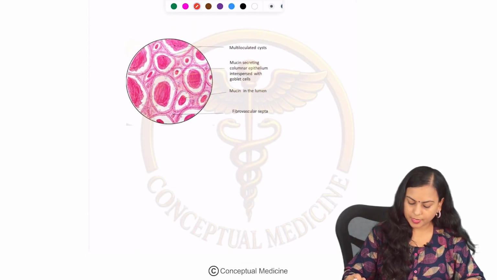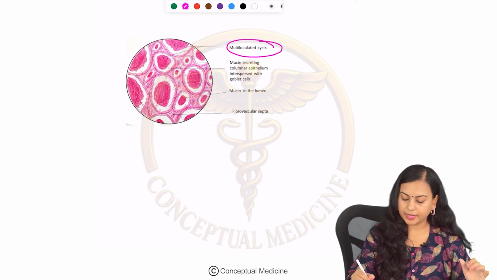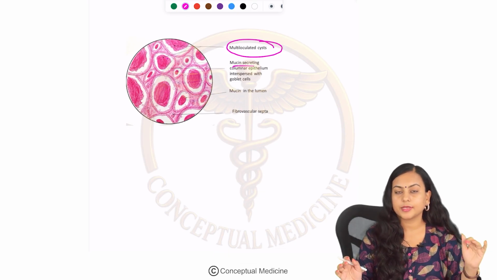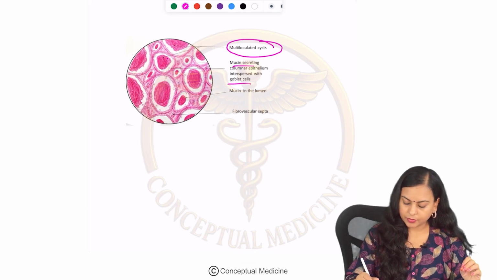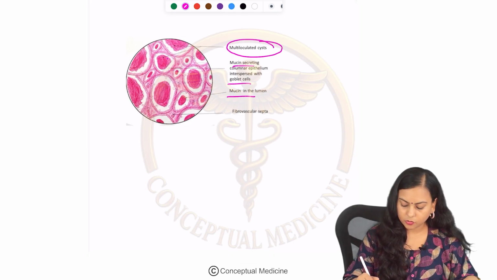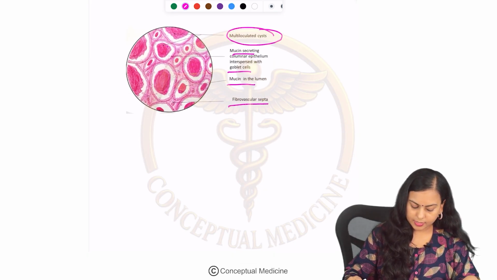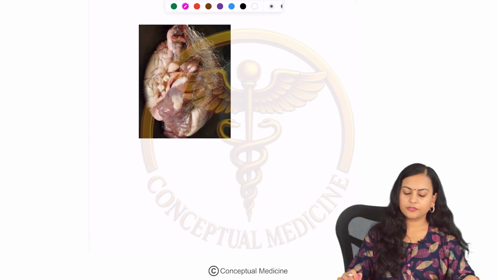So this is the microscopic examination of a mucinous cystadenoma, where you are able to see so many multiloculated cysts, and inside the center pink colored area is nothing but the mucin that is secreted by the columnar epithelium, and you will be having goblet cells as well, right? So the goblet cells are the ones which are going to secrete the mucin. So there is mucin in the lumen and you have fibrovascular septa. Okay, right. Now coming to your favorite one.